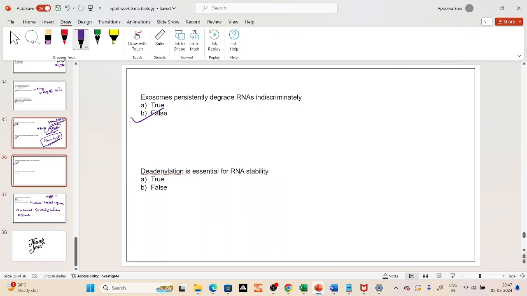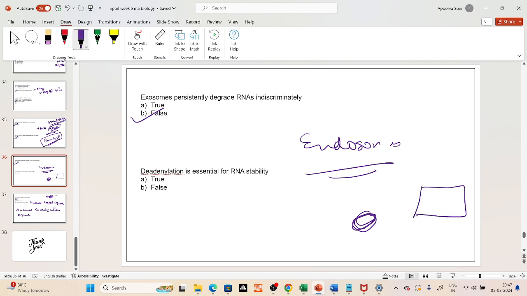Basically, in a eukaryotic cell we have endosomes. We have particular vesicles or compartments where degradation happens. Within those compartments, we have exosomes, which are nothing but membrane bound vesicles. If this is your endosome, within the endosomes you have exosomes, which are membrane bound vesicles, which are basically used for many different processes. They are used for degradation.